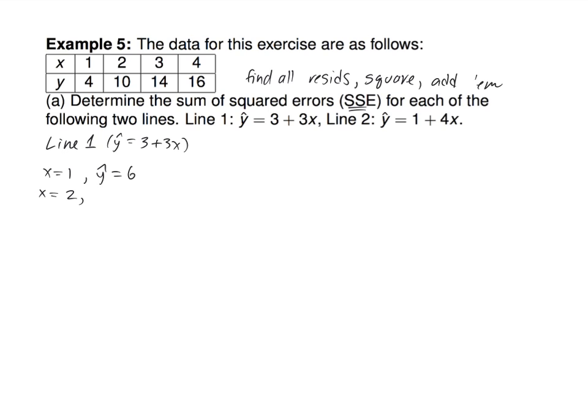If x is 2, what's y hat gonna be? 9. Great. Yep. 6 plus 3. If x is 3, y hat will be 12. Great. And if x is 4, y hat will be 15. Great. Then let's find the resids. So y minus y hat.